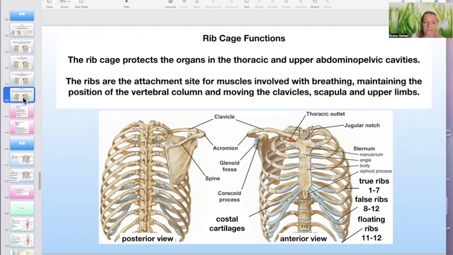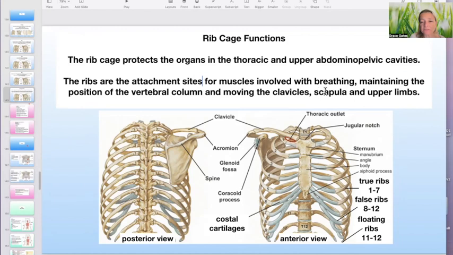The rib cage protects the organs in the thoracic and upper abdominal cavities. The ribs are attachment sites for muscles involved with breathing, and they maintain the position of the vertebral column. The ribs are attachment sites for muscles involved with breathing, maintaining the position of the vertebral column, and moving the clavicle, scapula, and upper limbs.